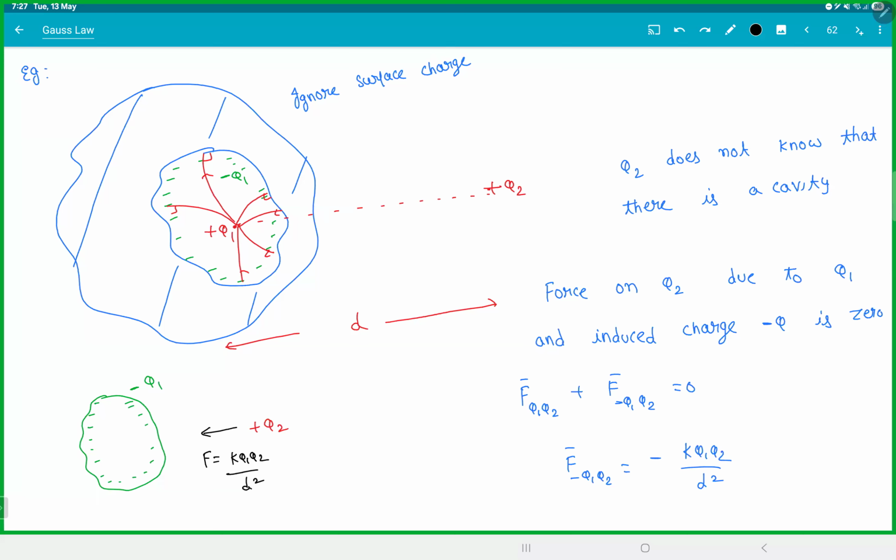Clear with this? Any doubts on this? Darya? Clear with this? Arush? Palak? Surya? Krish?